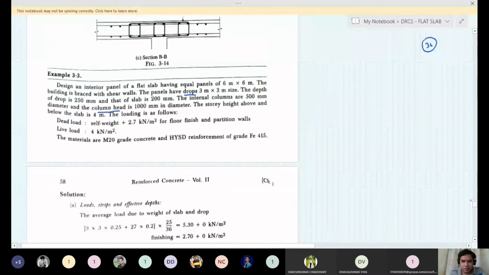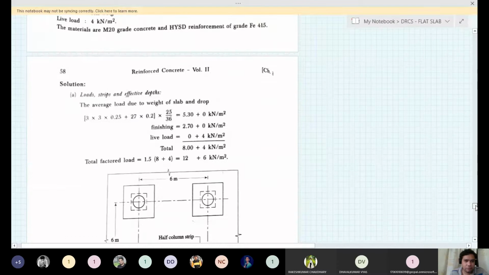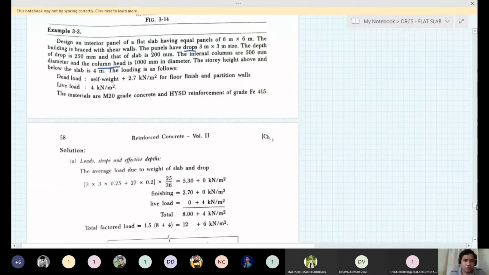So let's continue with the flat slab. Today we'll see one example having both drop as well as column head. The data is: design an interior panel of a flat slab having equal panels, 6 by 6 meter, this is 6 meter and 6 meter. No need to calculate everything for long and short spans here, only for one direction it will be okay.